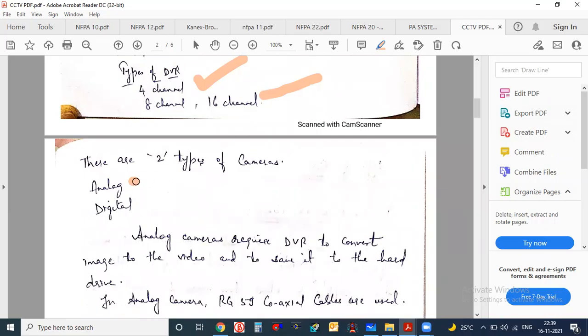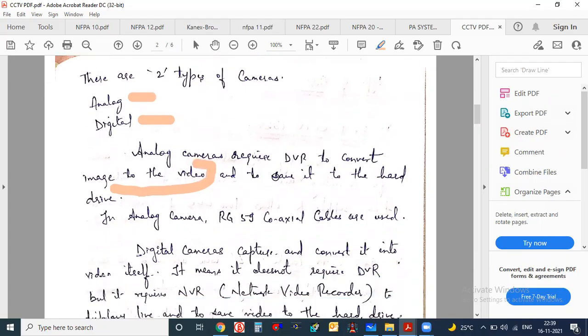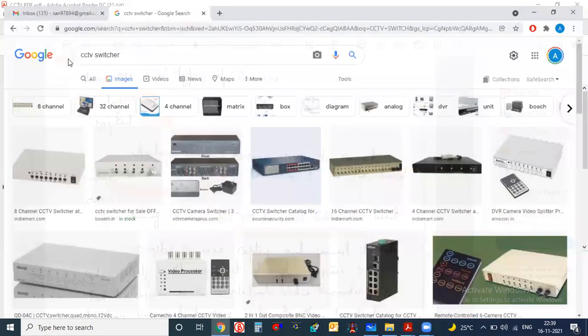There are 2 types of camera, analog and digital. Now, what is the difference between analog and digital? Analog cameras require a DVR to convert the image to video. This is the important point. In analog cameras, we use RG59 coaxial cable. If you check how the RG59 cable looks, you will understand it.